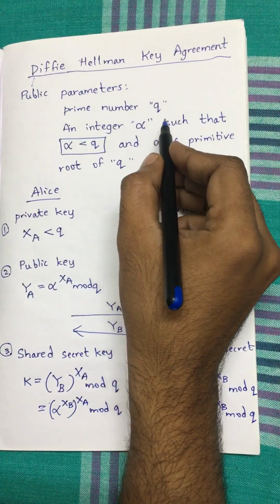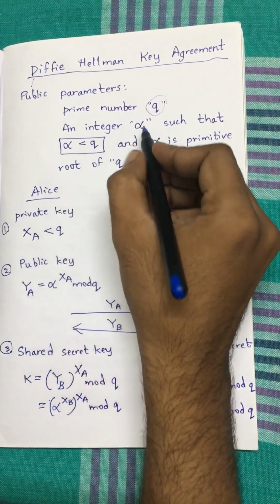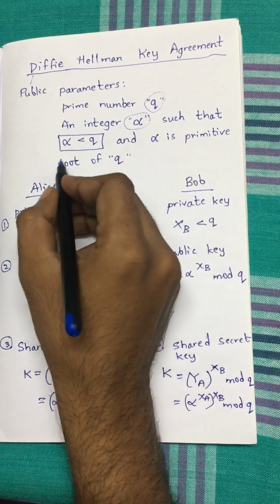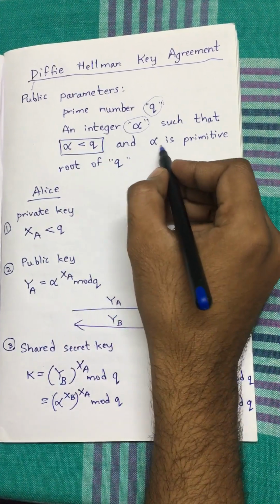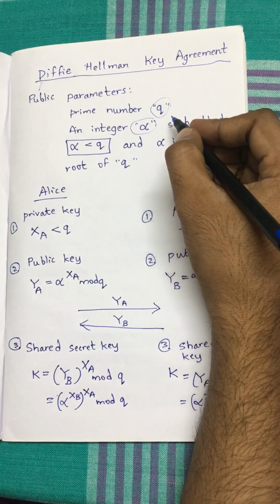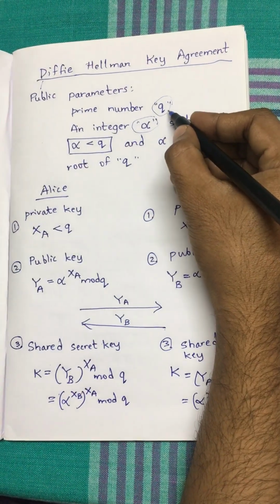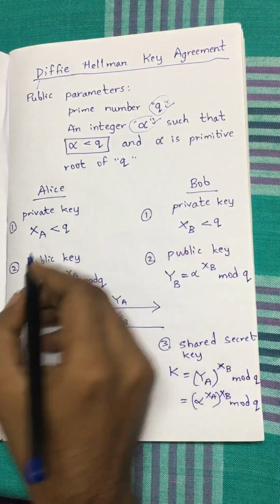There are two public parameters. One is a prime number q and the other is an integer alpha, and alpha should be less than q, where alpha is a primitive root of q. So we have these two public parameters initially, which are known to everyone, q and alpha.